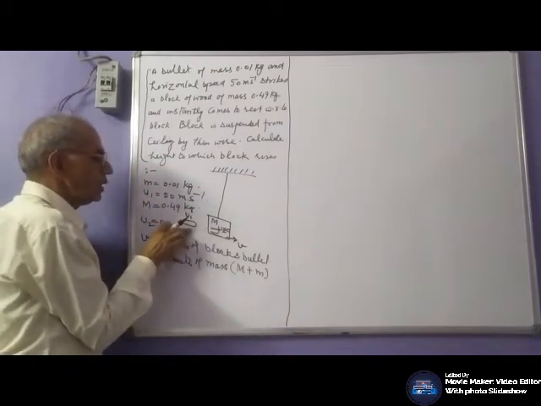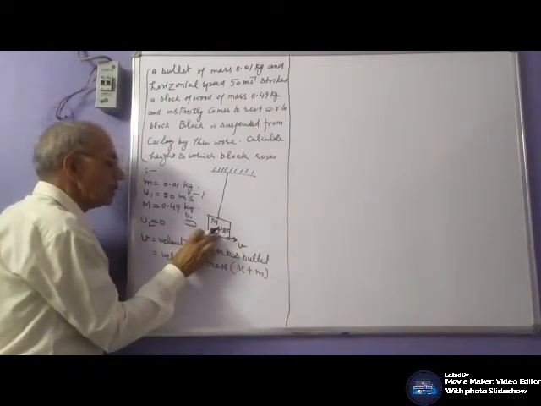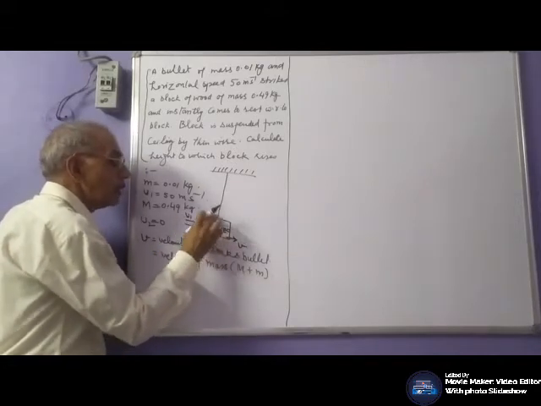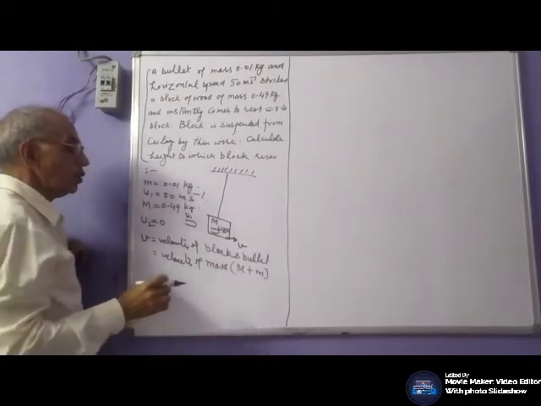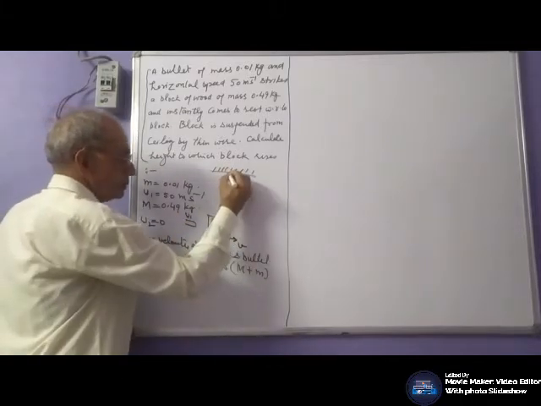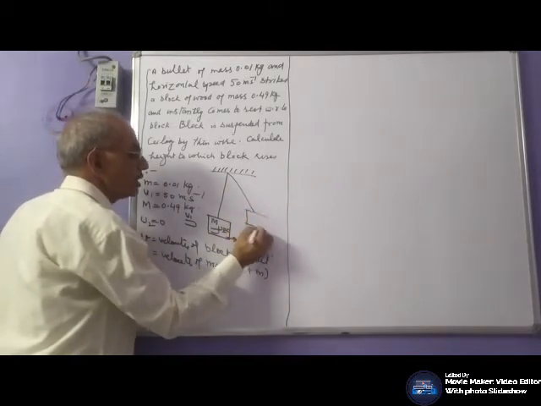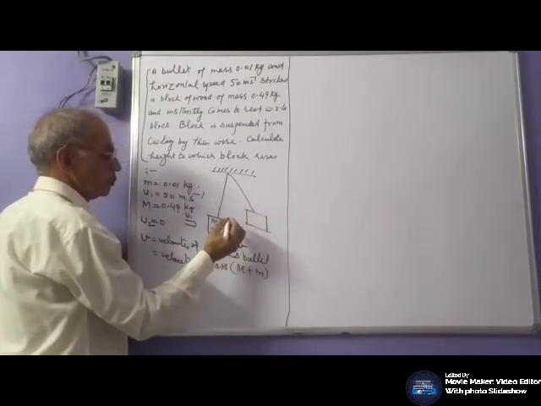When this bullet hits the block, it gives its kinetic energy to this mass. So what happens? It moves, and say this is the position.